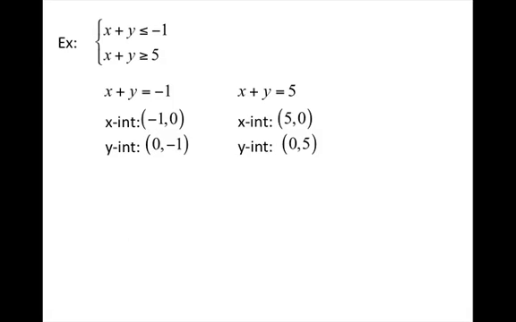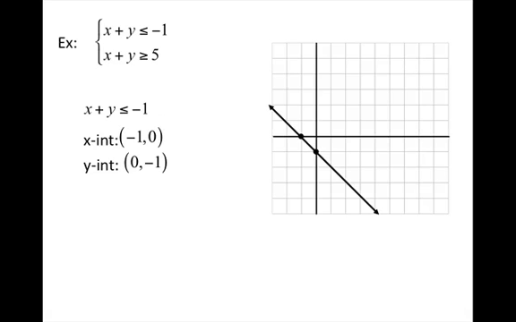For the next example, we have x plus y is less than or equal to -1, and x plus y is greater than or equal to 5. The only thing that's changed from the previous example is I've switched the inequality symbols. So my boundary lines remained the same, which means my intercepts remained the same. So to save us time, I've already listed the boundary lines and the intercepts. And I've also noted that both boundary lines were solid because I had the inequality with the equal to part with it. You also have the boundary lines graphed on your grid already.